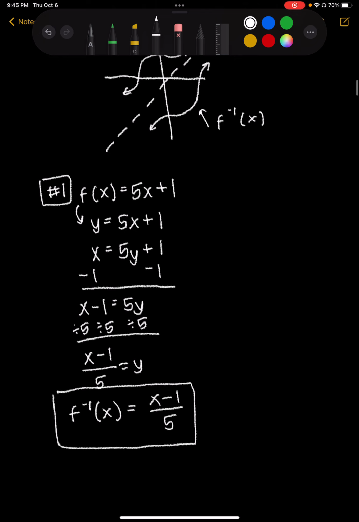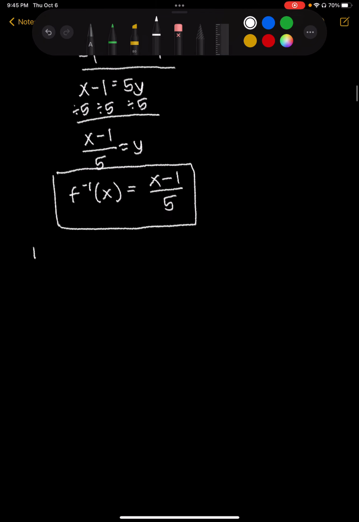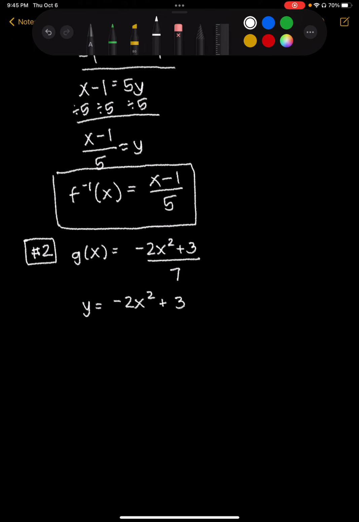Okay, let's just go through a couple more examples. The second example is g of x equals -2x squared plus 3, all divided by 7. Once again, first step is I'm going to replace the g of x with y. The reason why I think it makes it easier is because it's easier to say, I'm just going to solve that for y instead of solving that for g of x, because sometimes you get confused when there are multiple variables.